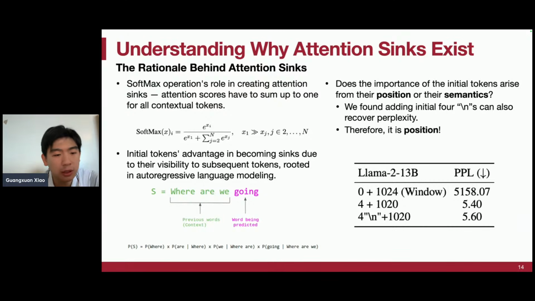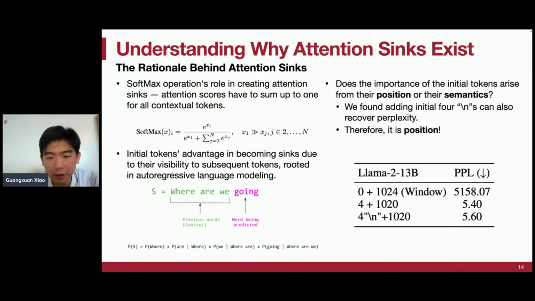For causal language models, it's very natural for the model to use the first several tokens as attention sinks, because since the model is causal, these tokens are almost globally visible. If you don't use the first several tokens as attention sinks, but use some later token, then the tokens before that token cannot leverage it as an attention sink. So it's most rational for the model to use initial tokens as attention sinks, because we're doing autoregressive language modeling.